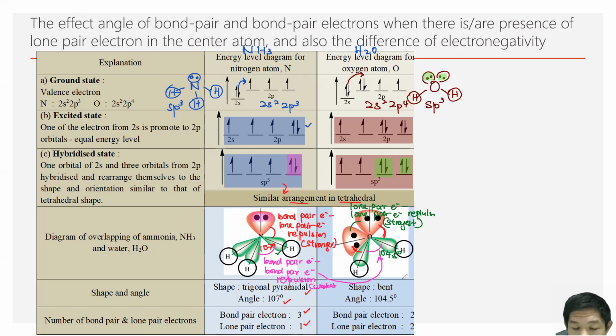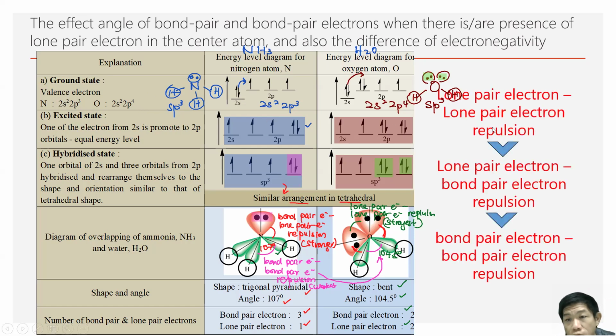Because of this, the shape is no longer tetrahedral, and it can no longer be called trigonal pyramidal. We call it a bent shape here, where you have two lone pairs and two bond pairs. So as a conclusion, with the presence of the lone pair electrons, it will cause the bonding angle to squeeze down further. The lone pair electron repulsion is the strongest, followed by lone pair bond pair electron repulsion, which is slightly weaker, and then bond pair electron repulsion is the weakest.